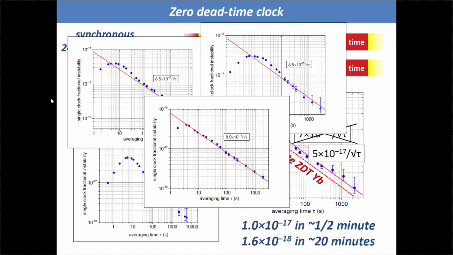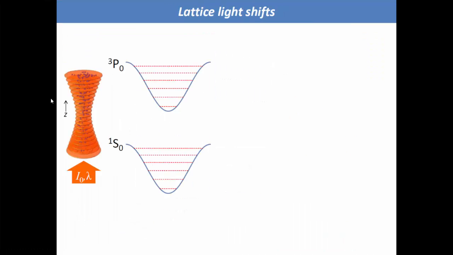Now we also want to improve the accuracy of our clock. So I'm going to shift gears a little bit and talk about lattice light shifts, which historically have been one of the leading uncertainties in our clock. And this is something we heard a little bit about in the last talk, but just for completeness' sake, I'll give a quick review again.